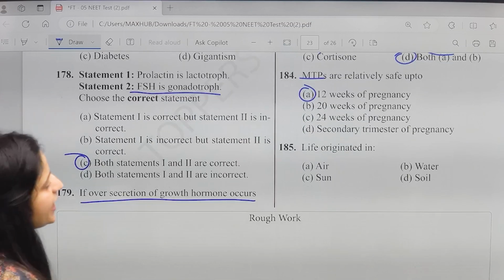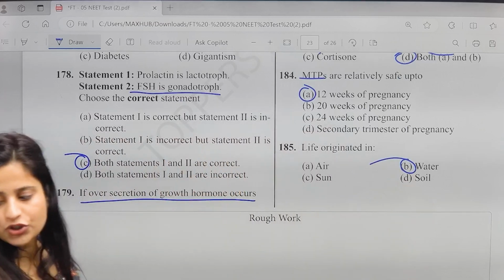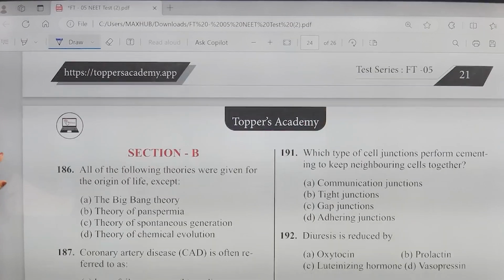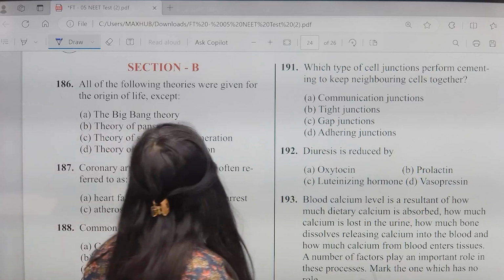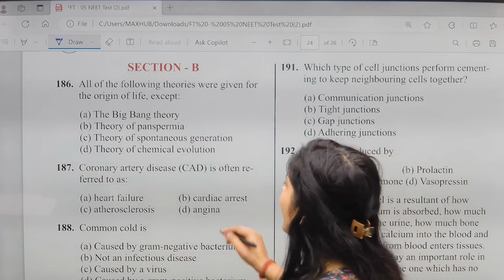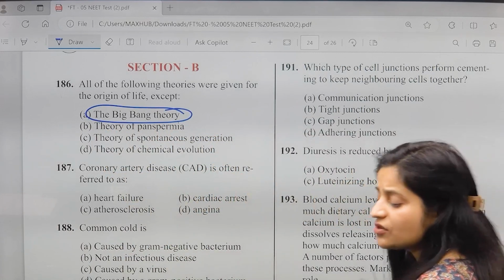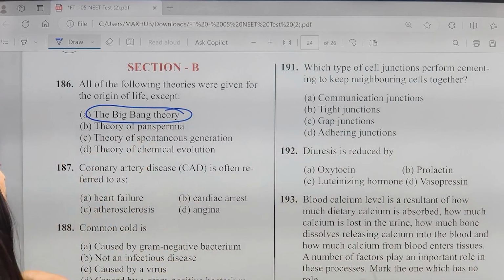Life originated where? It originated in water. Yes or no? Evolution chapter. The next we have, all of the following theories were given for the origin of life except: Big Bang theory, theory of panspermia, theory of spontaneous generation, theory of chemical evolution. The Big Bang theory explained the origin of the universe. It did not explain the origin of life. Okay, the other three explain the origin of life.